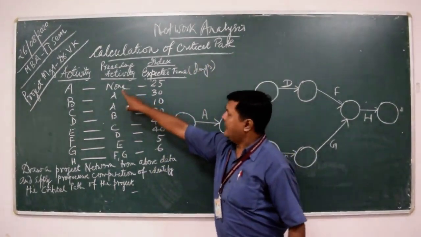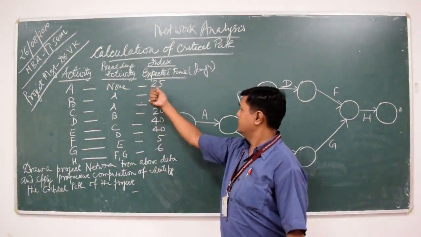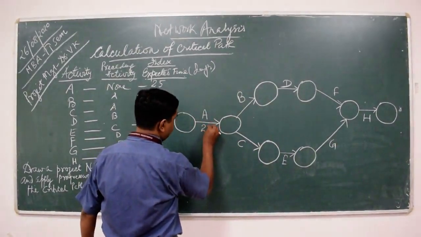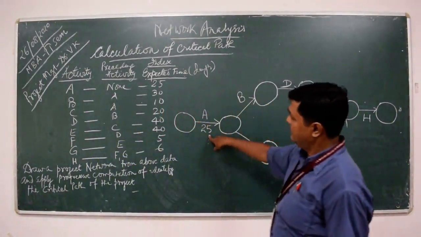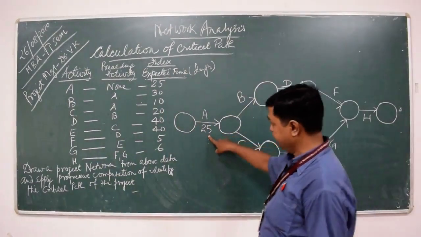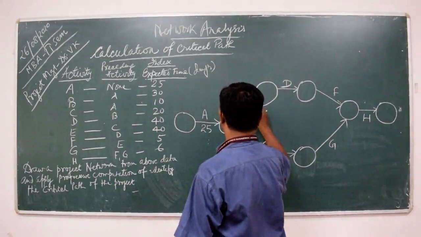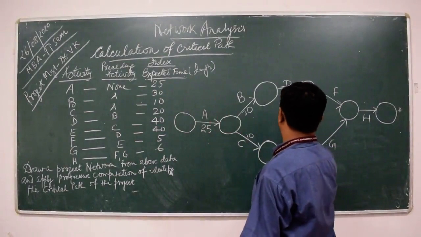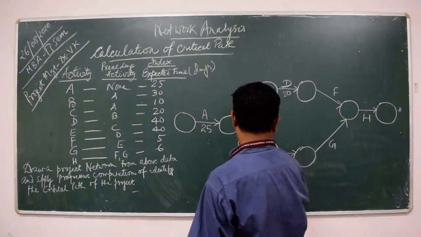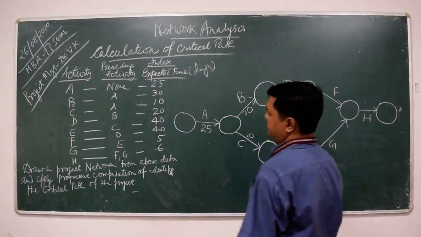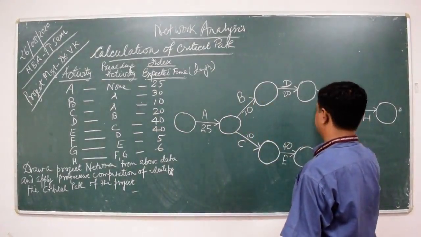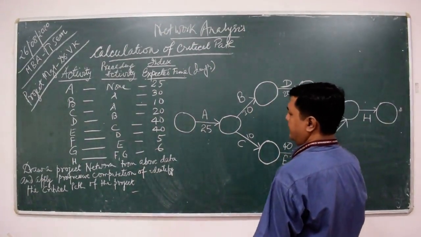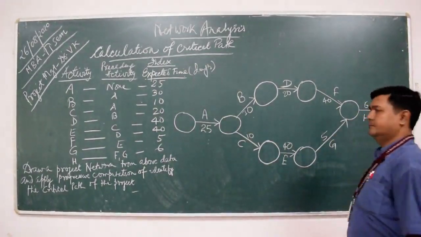So here activity A is having 25 days as expected completion time. So we are writing here 25 as expected completion time of activity A. Similarly, B is having 30 days, C is having 10 days, D is having 20 days, E is having 40 days, F is again having 40 days, G is having 5 days, and H is having 6 days.